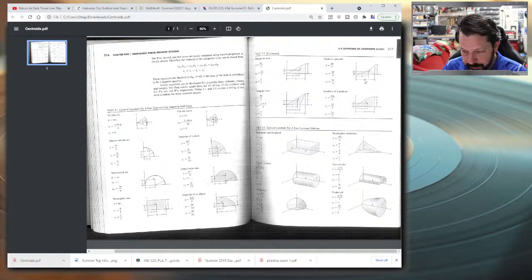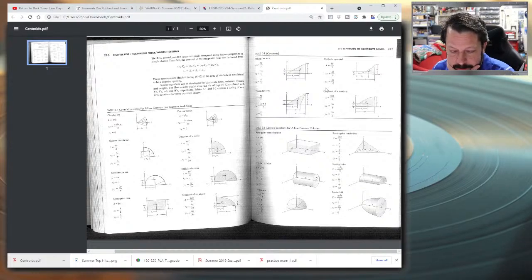And you can even find a parabolic spandrel here, which we could probably use this equation or this set of equations on the example we just had that we did by calculus. Most of the time, you're going to be using this rectangle, this semicircle, maybe a quarter circle, and a triangle. And then there's some specialized triangles, parabolas, arc.